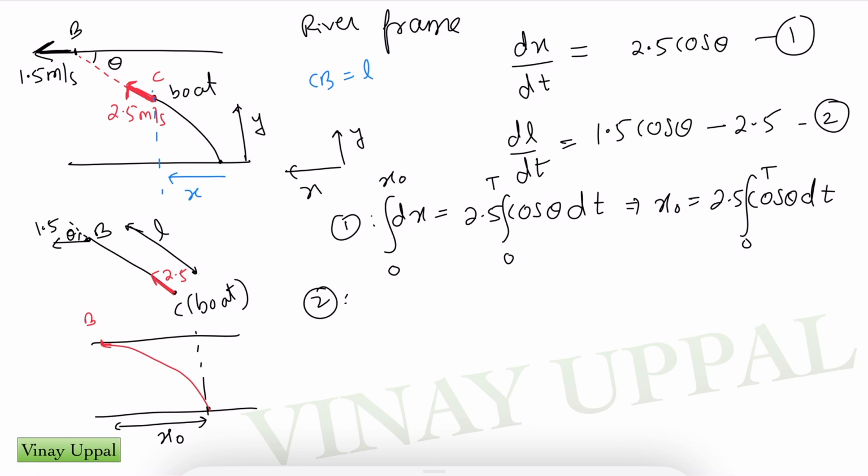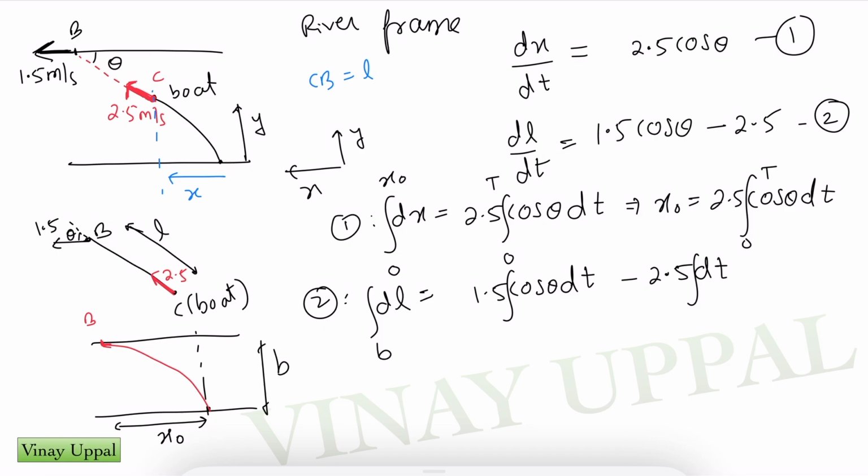So I'm going to eliminate this integral by integrating the second equation as well. So my second equation, can I write dL is 1.5 cos theta dt minus 2.5 dt. Let's integrate this. Now L is the distance between the boat and point B. Initially what was the distance? Initially the distance was B. And finally what is the distance between the boat and point B? 0. Because the boat has caught up with point B.